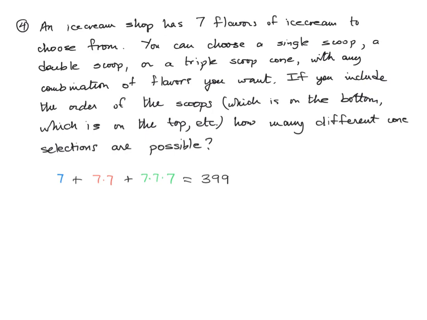So once again, single scoop, restart, double scoop, multiplication, because it's one choice after the other, restart, triple scoop, multiplication again, one choice, and then another, and that's how we end up with our answer.